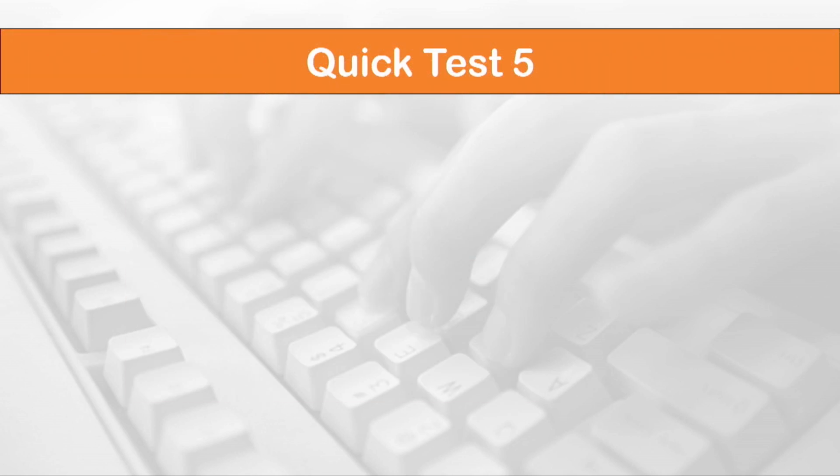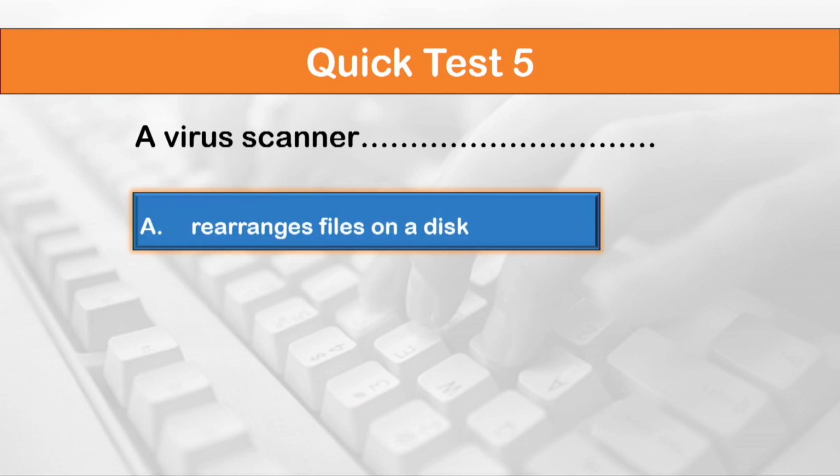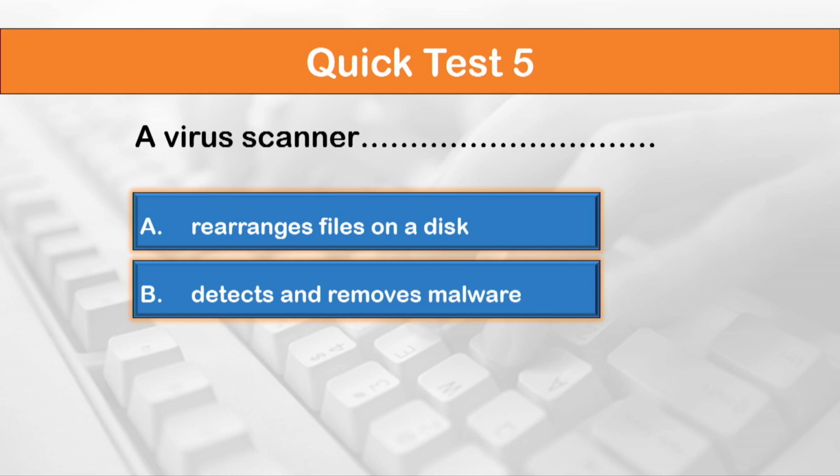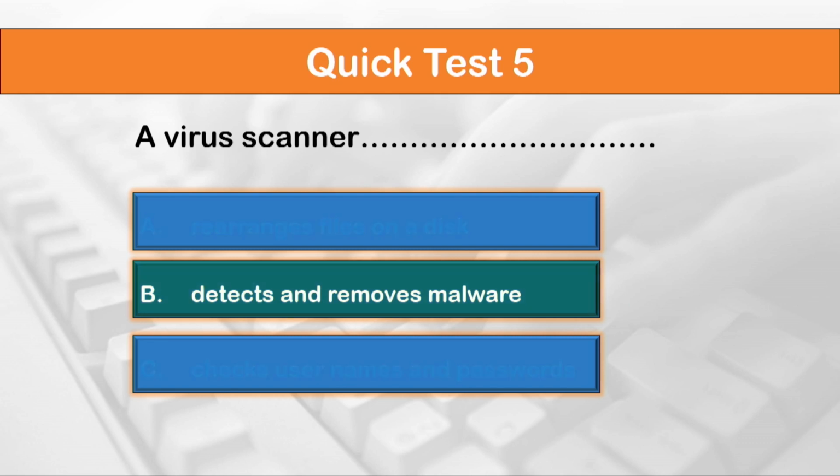Question 5. A virus scanner, option A, rearranges files on a disk. Option B, detects and removes malware. Or option C, checks usernames and passwords. The answer is B. A virus scanner detects and removes malware.